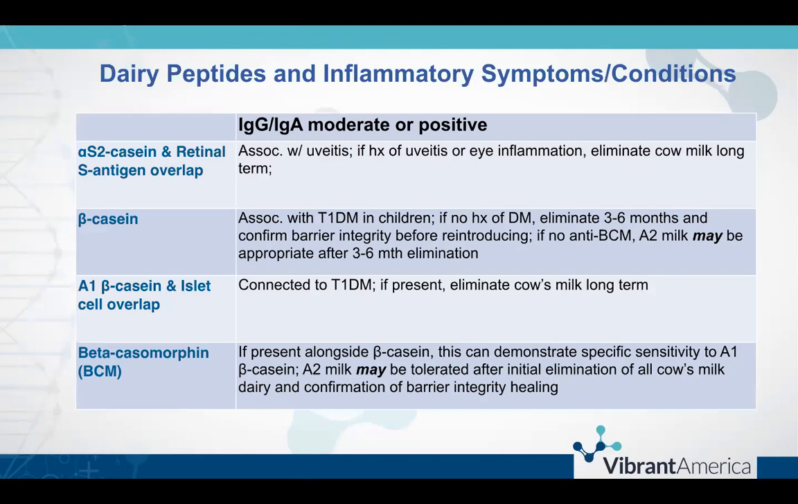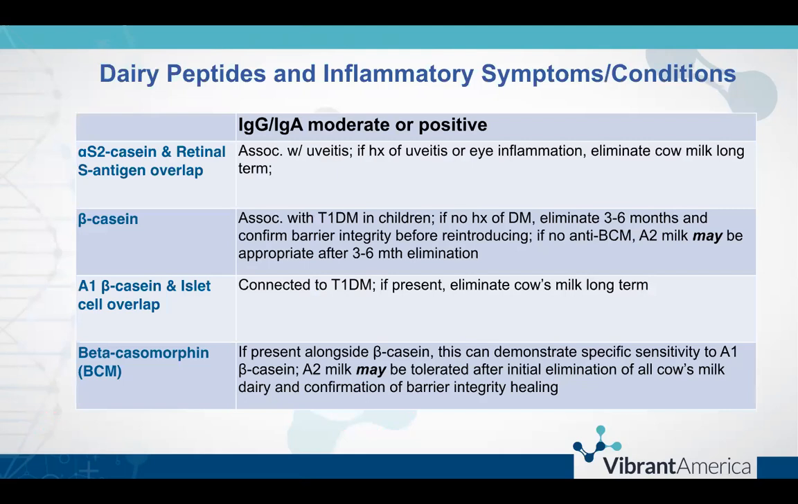But this is essentially what we do know: casein and retinal S antigen overlap, which is one of the markers on the dairy zoomer, has an association with uveitis. Basically, uveitis is eye inflammation. If the patient has been diagnosed with that, or they have eye inflammation, or they mention symptoms that might indicate eye inflammation, cow milk should be eliminated long term.